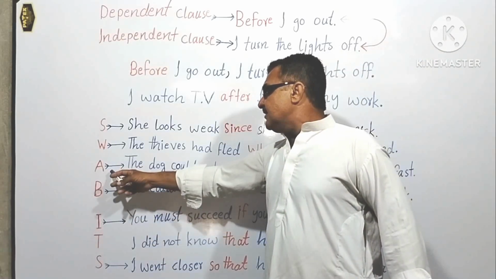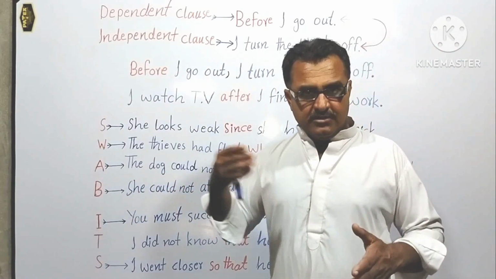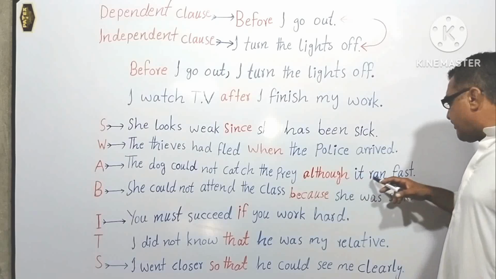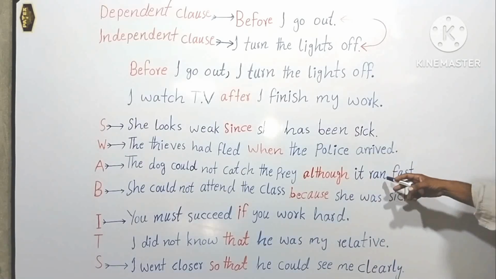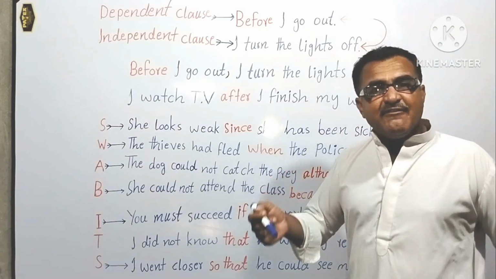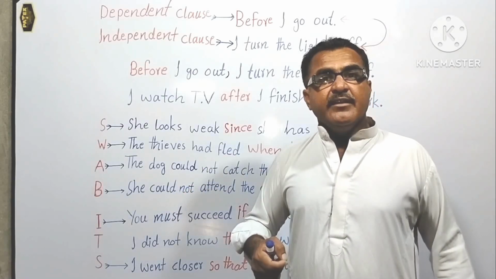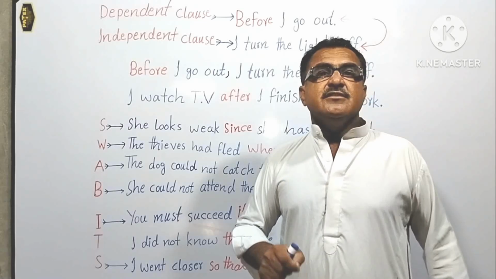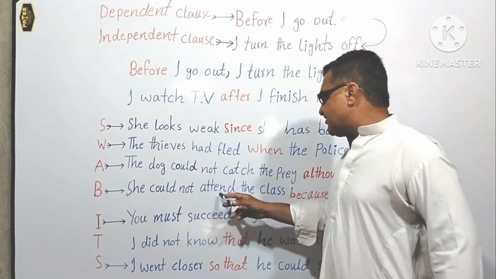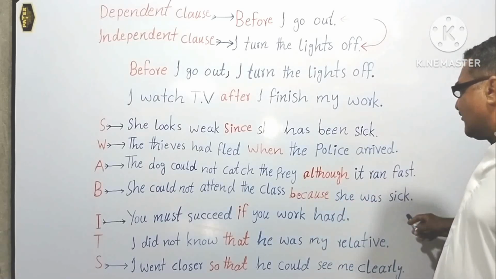Okay, look at the third example. The dog could not catch the prey. I'm talking about the hunting dog, the greyhound. The dog could not catch the prey, although it ran fast. Now if I take this dependent clause, although it ran fast, so what? Then what? Say it could not catch the prey. Although the dog ran fast, it could not catch the prey. Okay, so this is an independent clause and this is a dependent clause.